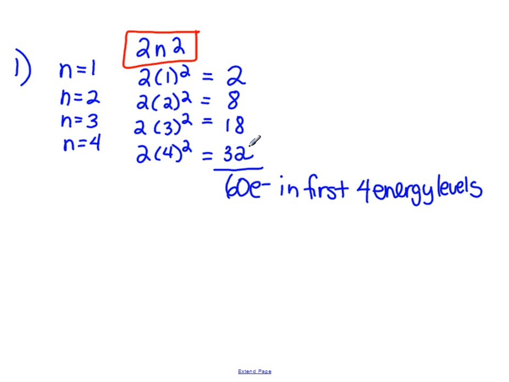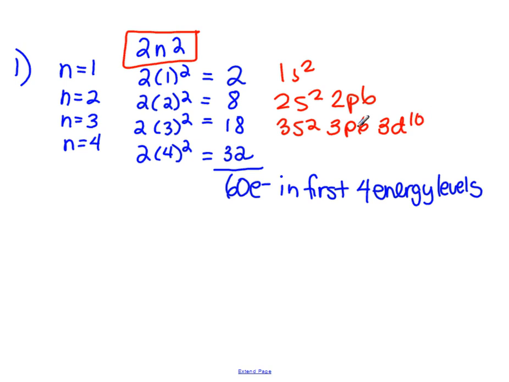Now, if you remember a little bit about your electron configurations from last year, you may have done this a different way. The first energy level has 2 electrons. That's all there is in there, 2. Second energy level, 2s2, 2p6. 2 plus 6 is 8. 3s2, 3p6, 3d10. 2 plus 6 is 8, plus 10 is 18.